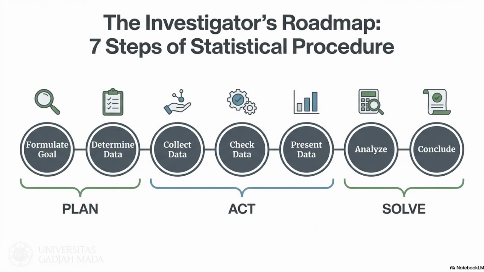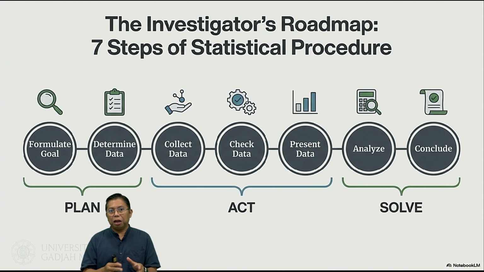So to keep our research rigorous, we follow a seven-step roadmap. We divide it into three phases. First, plan, then act, and then solve. We start by formulating a goal and determining our data. Then we move into action, collecting, checking, and presenting data. Finally, we solve the puzzle through analysis and conclusion. If we skip a step, especially the planning phase, the entire structure of your research can collapse. We will walk through these steps today.